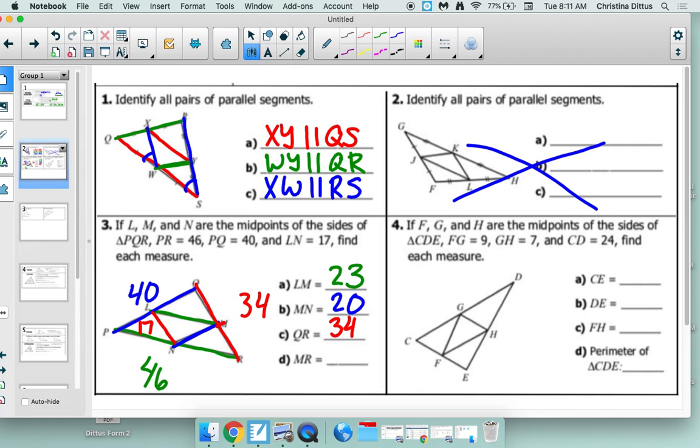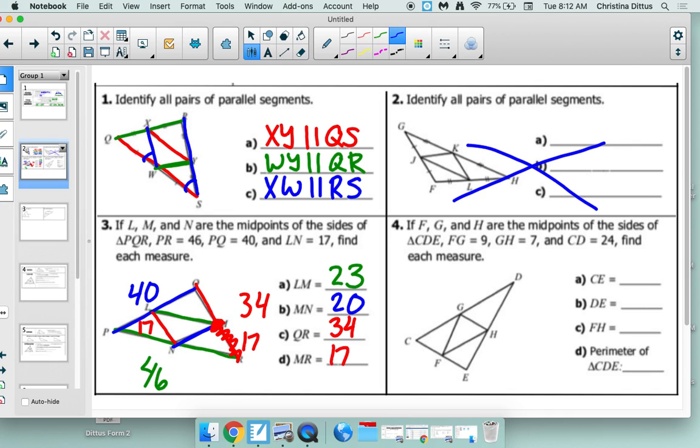If I just want to find MR, remember M is a midpoint. How can I find MR? Half of QR, yeah, half of QR is 34, half of that is 17. You'll notice that that's the same as your midsegment, so it's kind of like your midsegment comes out and makes two that get added together.